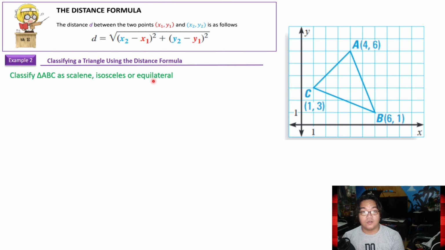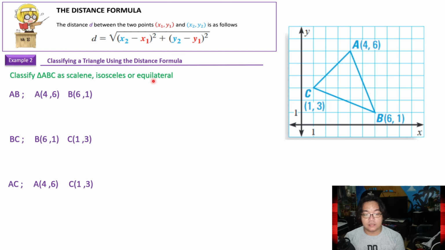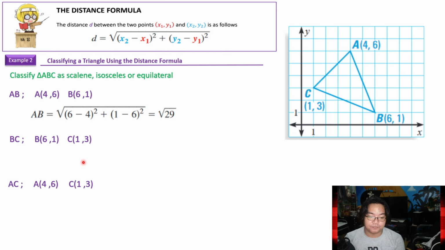Let's start by finding the distance of AB, whose coordinates are 4, 6 and 6, 1, BC, whose coordinates are 6, 1 and 1, 3, and AC, whose coordinates are 4, 6 and 1, 3. We will be applying the same formula. Substituting for the first one, the distance AB is the square root of 6 minus 4 squared plus 1 minus 6 squared. 6 minus 4 is 2, squared is 4, plus 1 minus 6 is negative 5, squared is 25. So 4 plus 25 is 29. The square root of 29 is just the square root of 29.